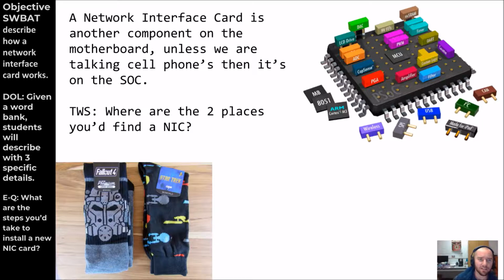So a network interface card is another component on the motherboard, unless we are talking cell phones. Then it's on the SoC, the system on a chip. We've gone through a lesson like this before where I explained how the processor chips work on a cell phone. As you can imagine, everything is crammed inside of a cell phone, so that is actually including the concept of a network interface card, and this thing connects to an antenna that the cell phone will have if that cell phone has the ability to connect to Wi-Fi.